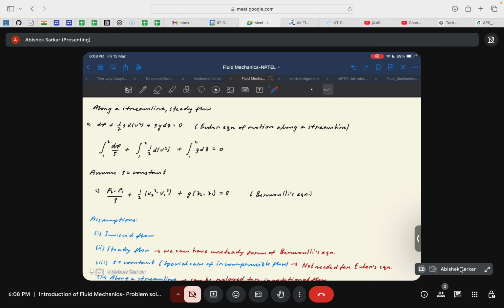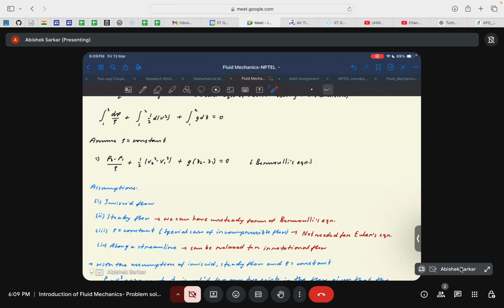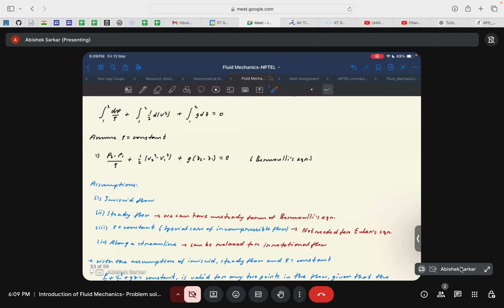But still we will see eventually, if we consider that density is also constant, now from this integration density can be taken out. So we will be left with (p2 minus p1) by rho plus half (v2 square minus v1 square) plus g times (z2 minus z1) equal to 0. Again, if we just simplify it, take the terms with the subscript 1 to the right hand side, you will end up with the much celebrated Bernoulli's equation, which is usually the Bernoulli equation discussed in most textbooks.